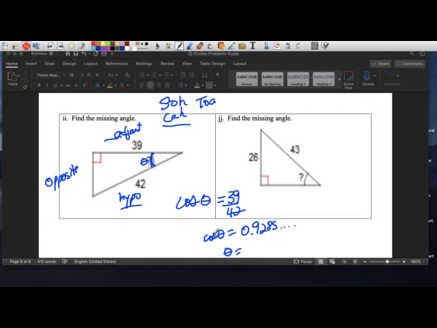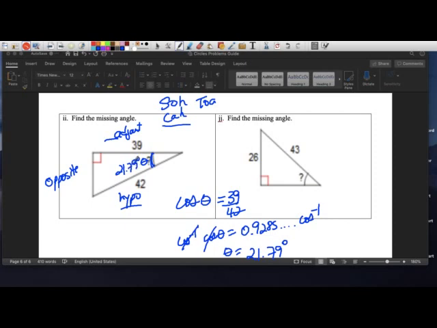So I've got to get rid of that cos. Multiply by cos -1 here, and cos -1 over here, so these two go away. Theta's left over. That 0.9285 is already in your calculator. You just find the cos -1 function, press it, and you're going to get an answer. So angle theta is 21.79 degrees.